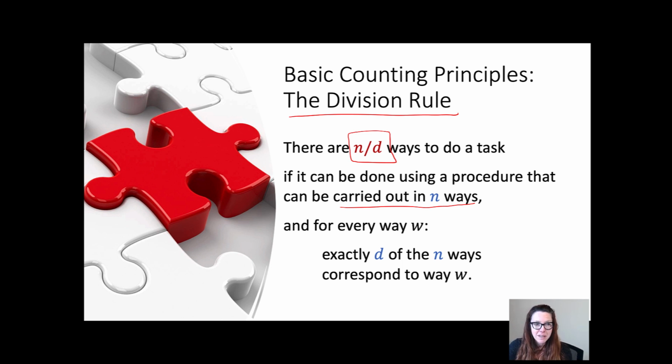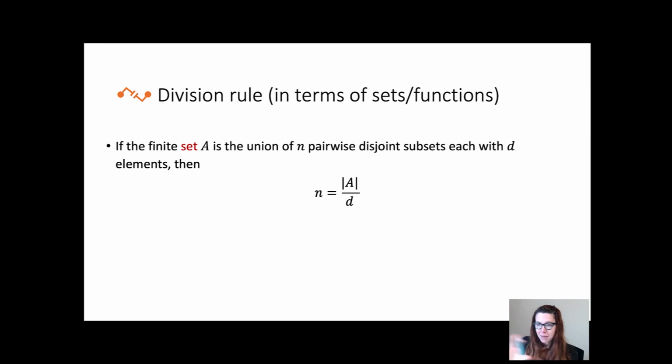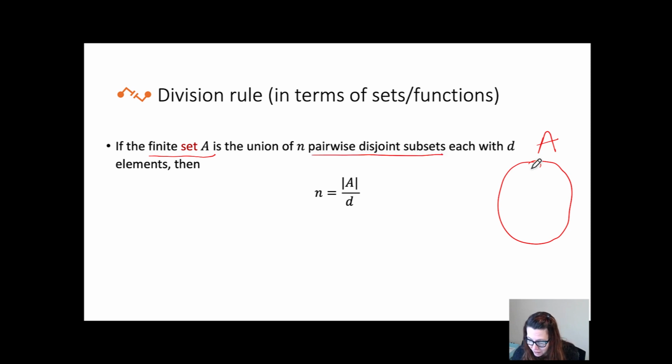Okay, so it means if I look at a way to do a set of tasks, a fraction of those map to one thing. We'll see an example in a second. But I want to give it to sets. So if you have a finite set A, finite number of elements, and it's a union of N pairwise disjoint subsets. What does that mean? So it's got a bunch of subsets, and they don't share between them. None of the pairs share anything.